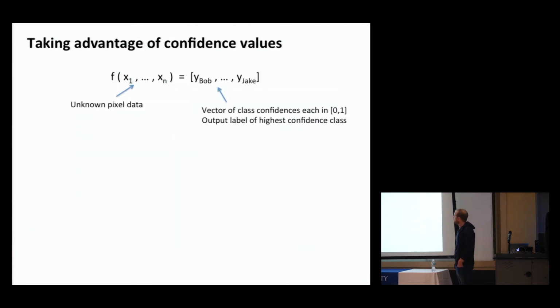Okay, so here we're digging in a little bit. We have this function F. This is the neural network. That's pixel data. It's totally unknown to us which one is the right one for each of these labels. We actually get back a vector of confidences, real valued between 0 and 1, of how confident they are that this person is any one of these people. And you just take the max of these confidences as your class label.